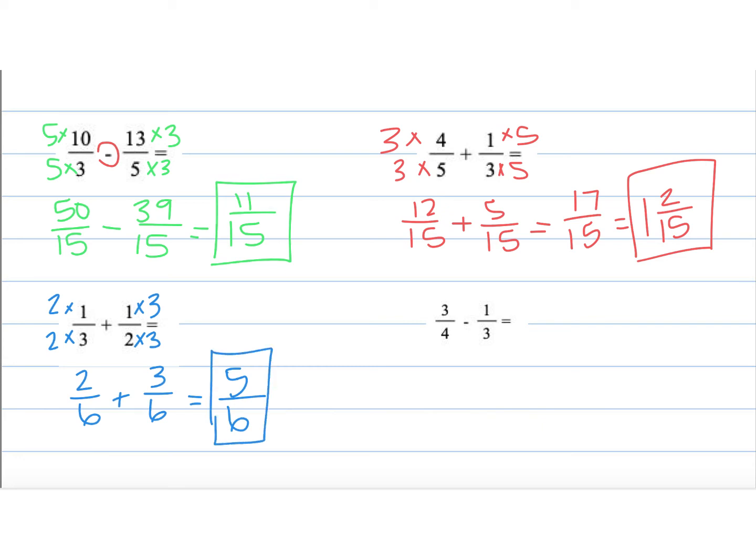Always make sure to simplify and make a mixed number if you end up with an improper fraction. Next one, 3/4 minus 1/3. Common denominator for them would be 12. So I'm going to multiply this side by 3 on the top and bottom. So that would become 9/12. Multiply this side by 4. And again, I'm subtracting on this one, so my new fraction on this side would be 4/12. Now that I have a common denominator, 9 minus 4 is 5. Keep the denominator the same, and that's already in simplest form, 5/12.